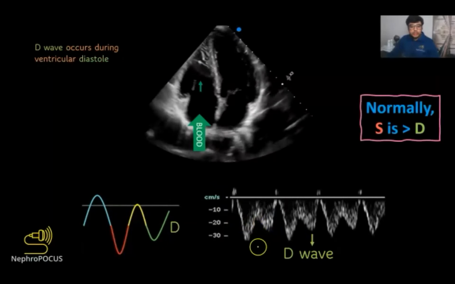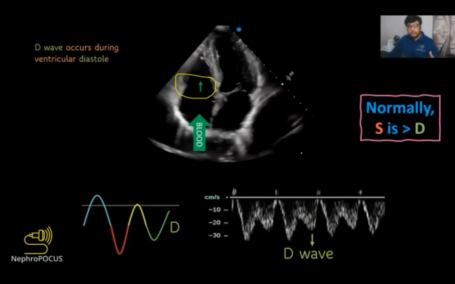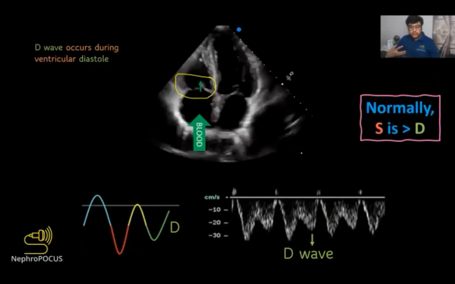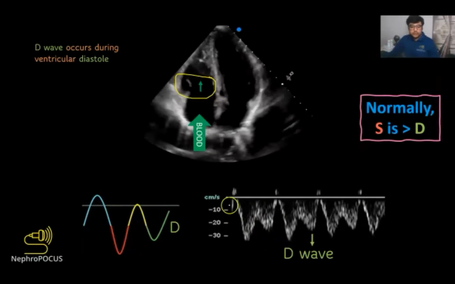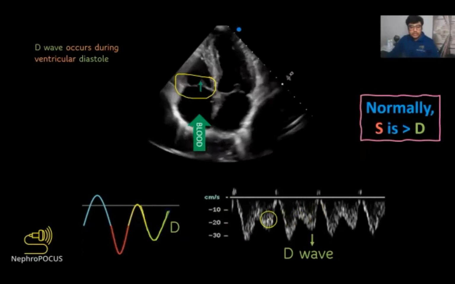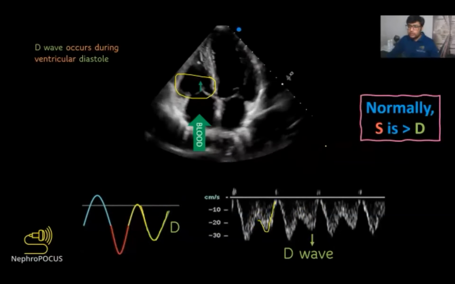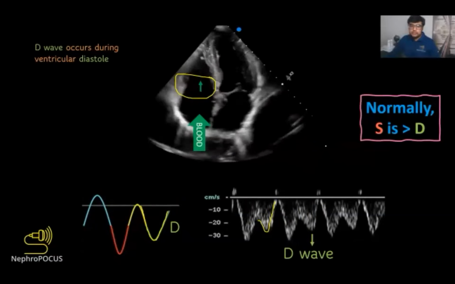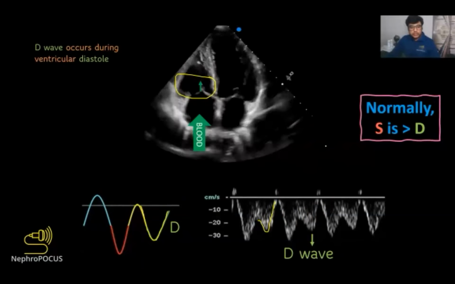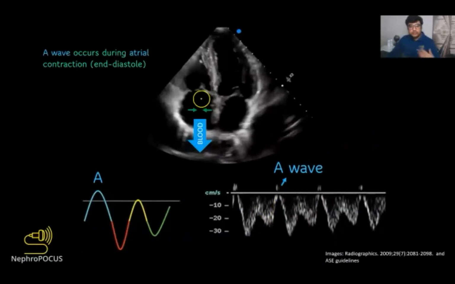Both are normal. And during diastole, as the tricuspid valve opens, the blood goes from the right atrium to the right ventricle, and now there is more space in the right atrium to accommodate further venous return. That manifests in the form of another nice forward, below-the-baseline wave, that is the D wave, or the diastolic wave. Normally, in a patient with normal right atrial pressure, the systolic wave is bigger in amplitude than the diastolic wave. That's a normal configuration.